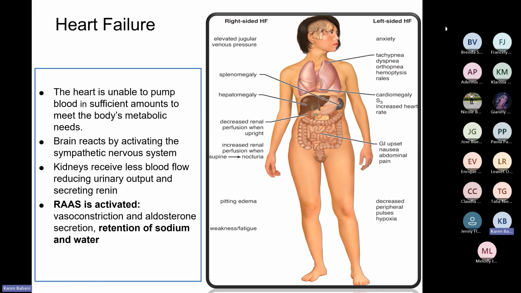Remember, right-sided and left-sided heart failure, one turns into the other. Your patients start with right-sided, they're going to end up with left-sided heart failure. This is something that just evolves. This disease evolves into that. How do we recognize that my patient has right-sided heart failure?